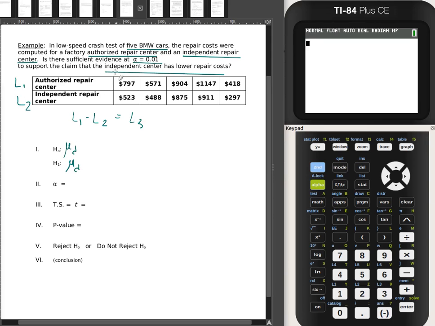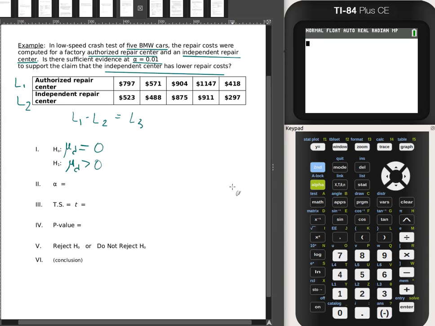If they're the same, see, we're checking whether the independent center has a lower repair cost, but in general for the null hypothesis, we're always going to say that the difference is 0, that there's no difference between getting the repair done at the authorized center or getting the repair done at the independent center. The price should have no difference. The alternative in this case, we're checking whether the independent repair center has a lower cost. So if we take this difference, it should be positive. So we're checking whether this is a positive difference. That will tell us that the authorized is more than the independent one.